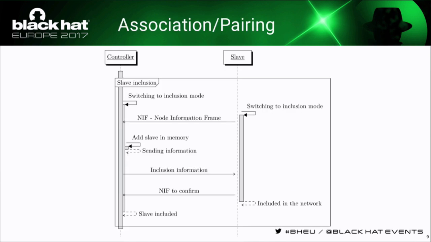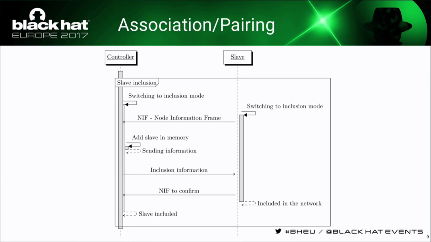So the association or pairing is a mandatory step to build your Z-Wave network. Basically, it requires a physical action on the node you want to include. For example, if you have a wall plug, you will have a button on it, which you may have to press 3 times to put it in inclusion mode. For a light bulb, you don't have a button, so it will be a combination of on and off on the switch.